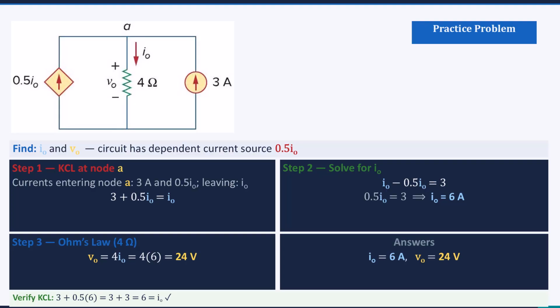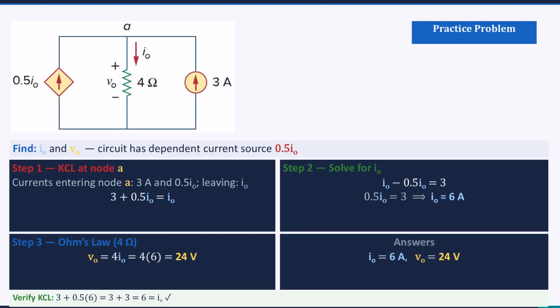Now we switch gears and use Kirchhoff's current law, KCL, at a single node. Look at node A at the top of the circuit. 3 branches meet here. On the left is a dependent current source whose value is 0.5 times I0, pointing upward, so it pushes current into node A. In the middle is a 4 ohm resistor carrying current I0 downward, so this current is leaving node A. On the right is an independent 3 ampere current source pointing upward, so 3 amperes enters node A. Our task is to find I0 and V0.